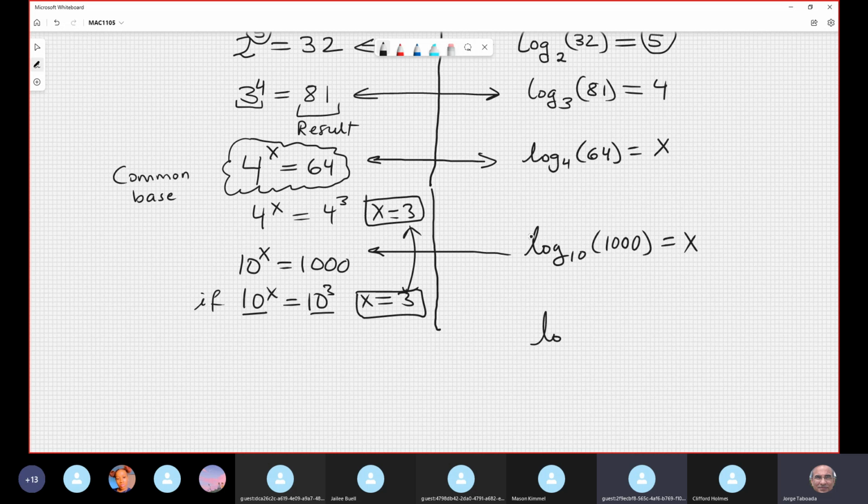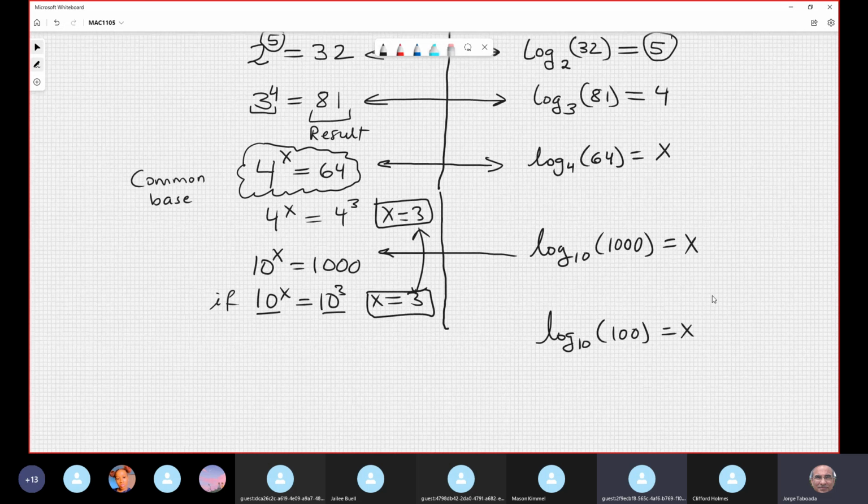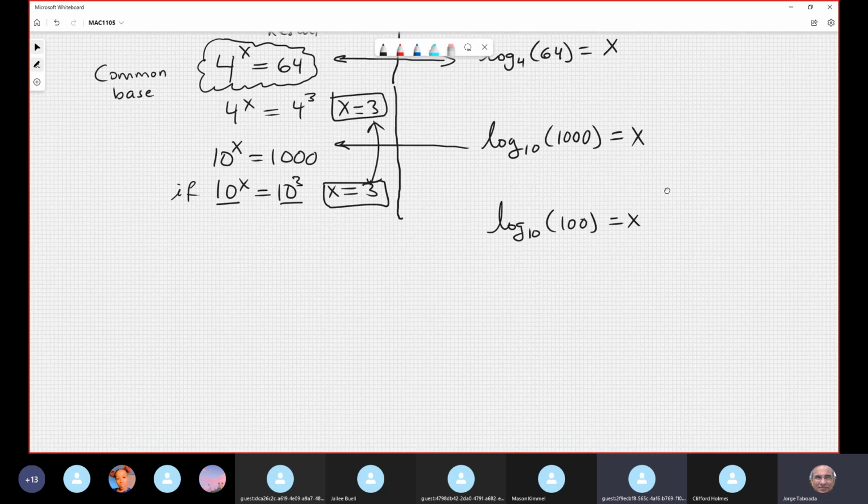For example, logarithm base 10 of 100. What do you suppose that is? This is easy by hand, no calculator necessary. Using the same idea, any answer? Logarithm base 10 of 100 is? No idea? Hey, 2. Are you there? It's 2. You're right, it's 2.